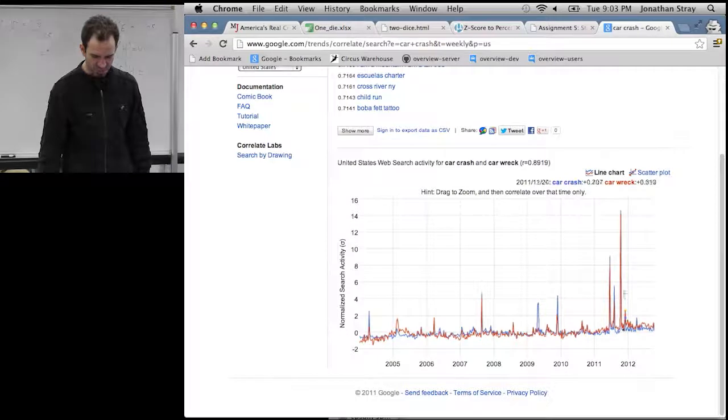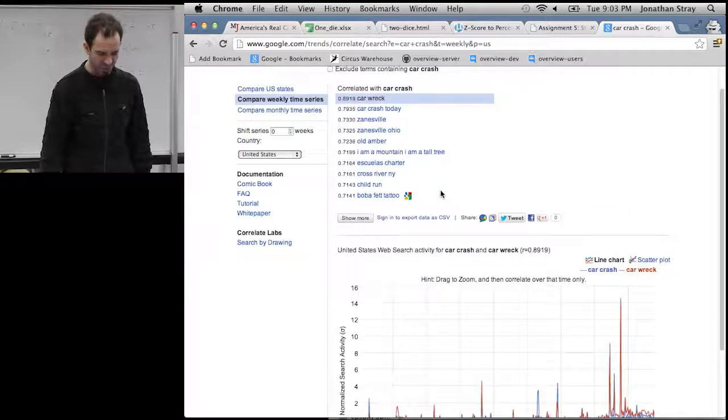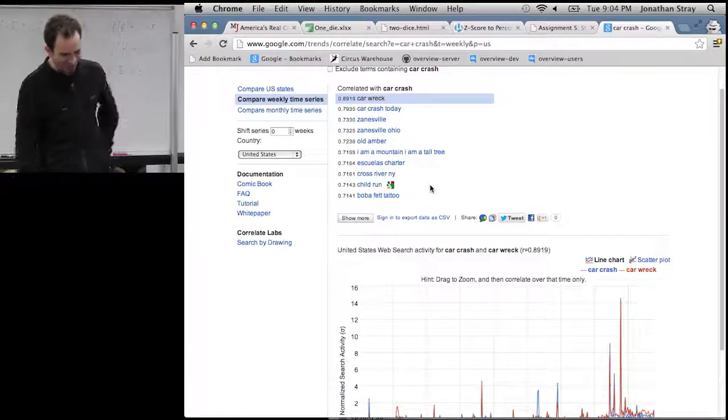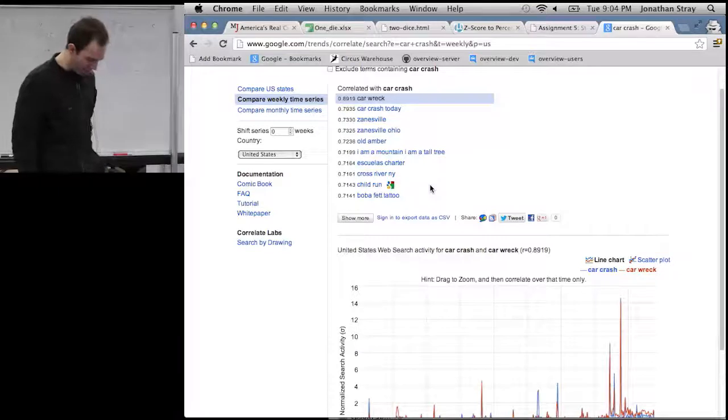So there it is, with certain spikes. Interesting spikes. I wonder why. We'd have to look at the news or something to try to figure out what these spikes are. Old ember. I am a mountain, I am a tall tree. Boba Fett tattoo. Wow, that's a good one.